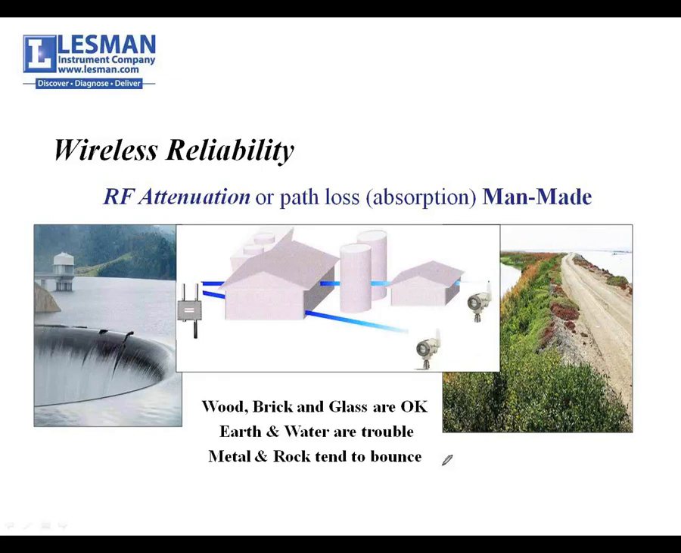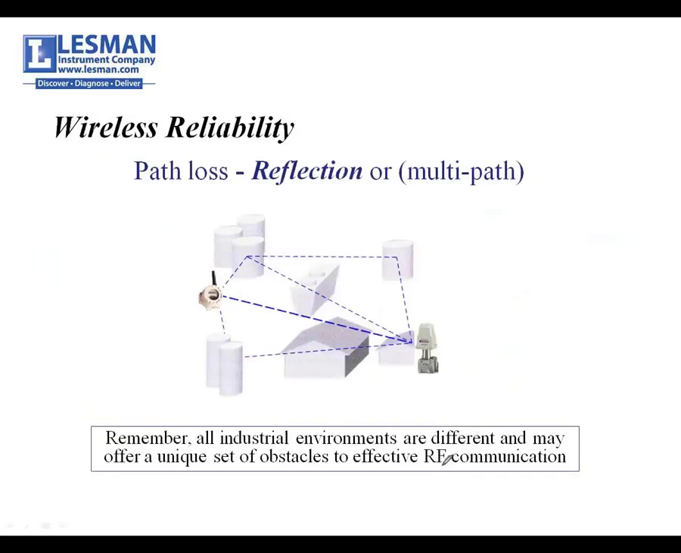So the second item here, earth and water are trouble because they will eat up your signal, and metal and rock tend to bounce. Sometimes the bounce is good for you and can be very helpful. Sometimes we'll actually work with the bounce. So here's a great example of reflection or multipathing, they'll call it officially.